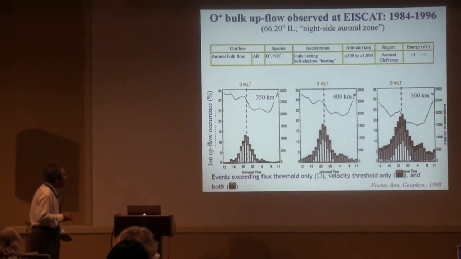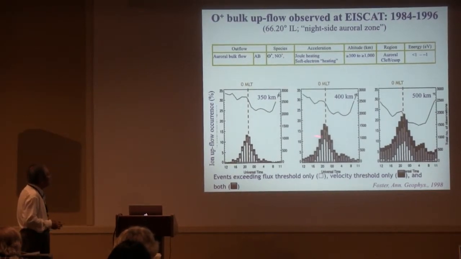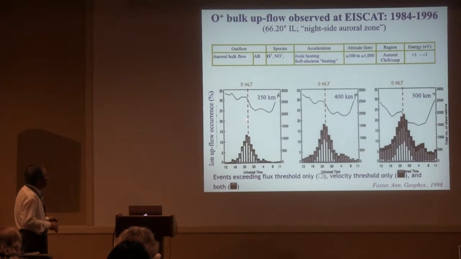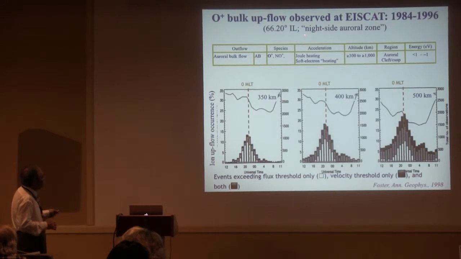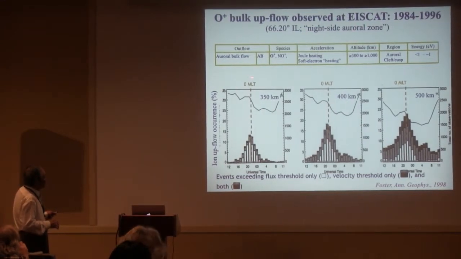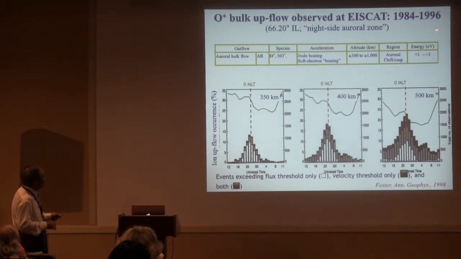So starting with auroral bulk flow, this slide shows the occurrence distribution of bulk upflow of oxygen ions observed at EISCAT from 1984 to 1996, so over a very long period of time. The three panels show the local time distribution at the 350, 400, and 500 kilometer altitude.